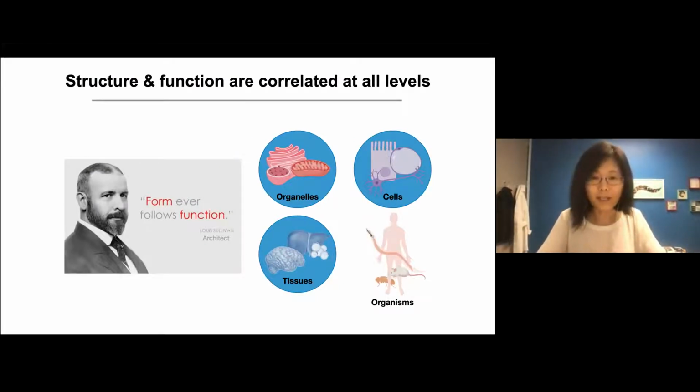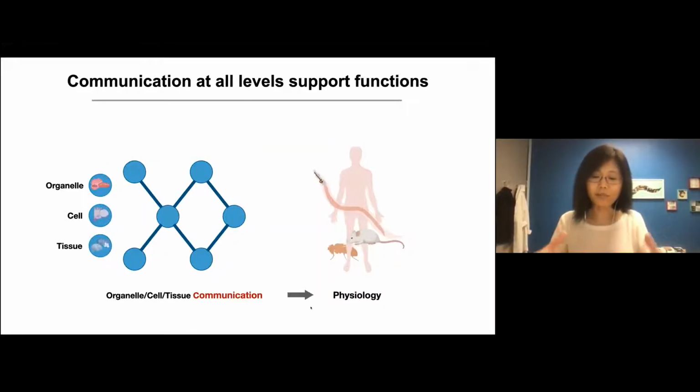When I first read Louis Sullivan's code, form follows function, I saw that living organisms are actually the best architecture designs. They have structures and functions always correlated at all levels, from subcellular organelles to cells and to multicellular tissues. Unlike in a Petri dish, if we look in vivo in live organisms, those different structural units are not isolated. They are communicating and can form direct interactions like ER-mitochondria membrane contacts or synaptic junctions. There are also indirect interactions between them using paracrine or endocrine signals. Through those communications, different structural units can coordinate their functions to support physiology in organisms.